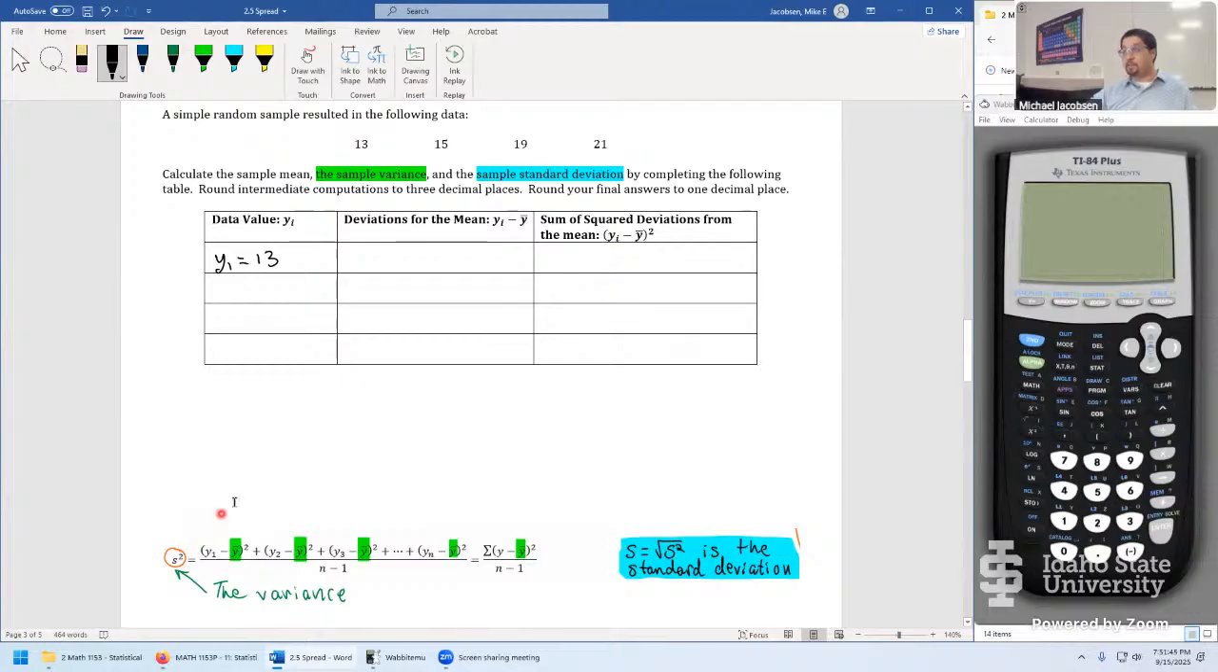So y1 is the first observation, y2 is the second observation, or second individual in the sample. y2 is 15. Likewise, y3 is 19. And y4 is 21. So putting an i here is like a variable. It means we're talking about any one of the 4. i is just like a blank now.